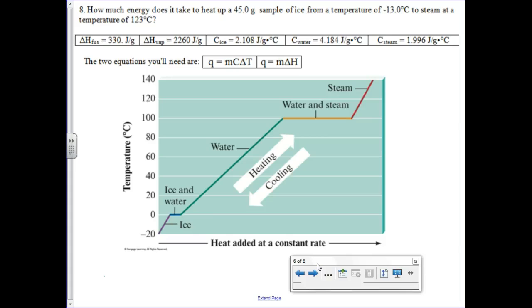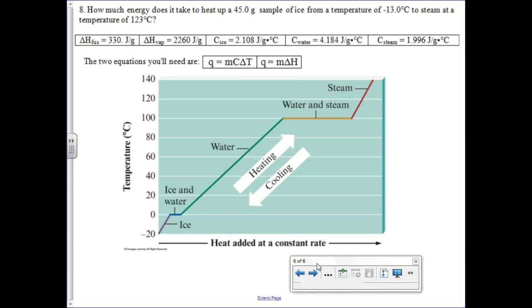There are 5 chunks of this problem. There's energy required to heat the ice. There's energy required to melt the ice. There's energy required to heat the water. There's energy required to boil the water. There's energy required to heat the steam. It's 5 separate equations that we add up to get the total amount of energy.